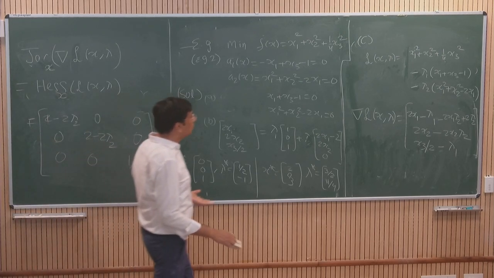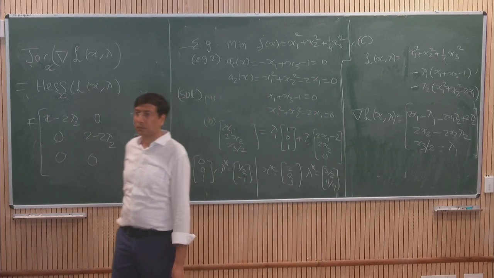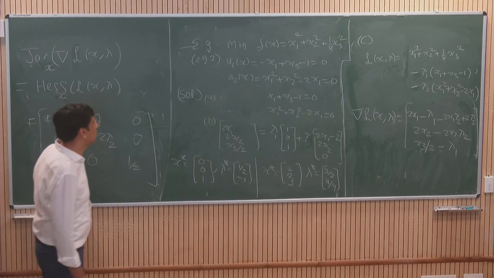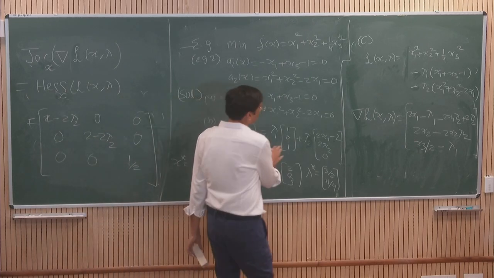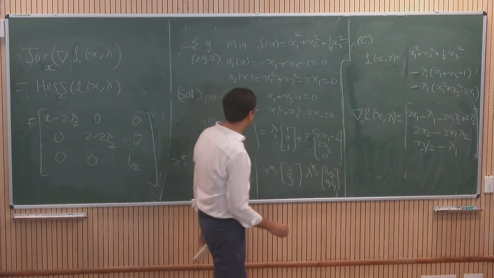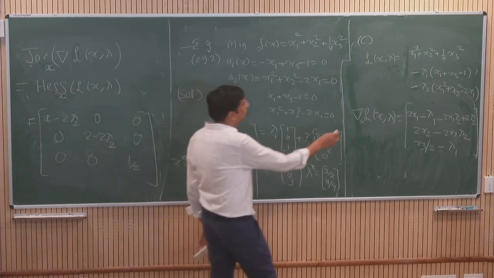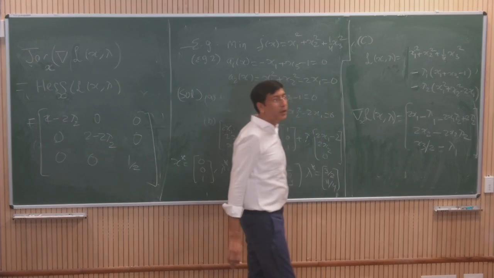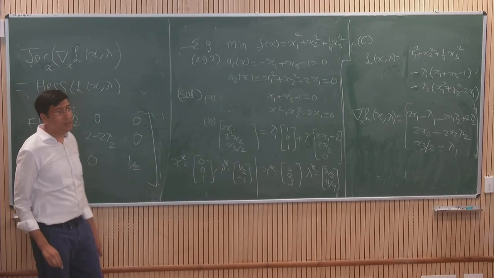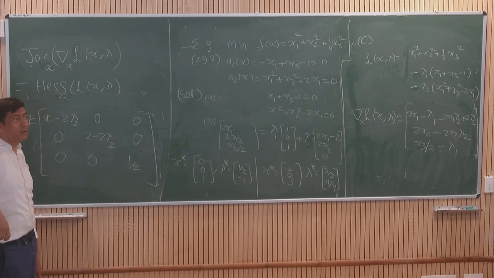No, the gradient is with respect to both. Sorry. The gradient is with respect to x only. The gradient is also with respect to x. We have ignored the lambda. To get to the Hessian with respect to x, you have to just carry the x all along. Everybody okay? Any other doubt?